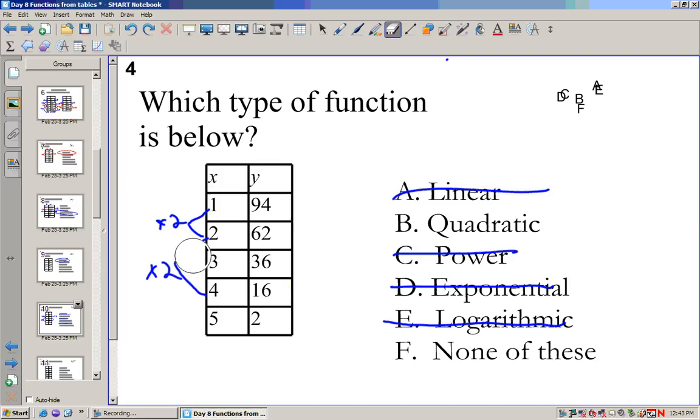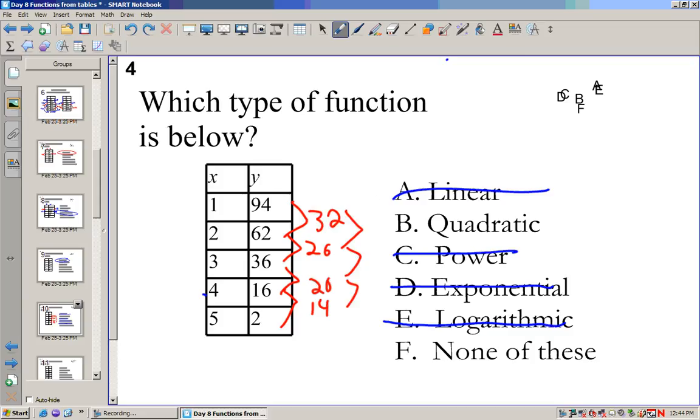Well, one more to check. Let's check and see if it's quadratic. So now we look to see if we have constant second differences. This one is 14, 20, this looks like 26. And this one, 94 minus 62, that gets us to 32. Let's see what these differences are here. Here I'm subtracting 6, subtracting 6. Ooh, look at that. That's the second difference. So this would be a quadratic function.